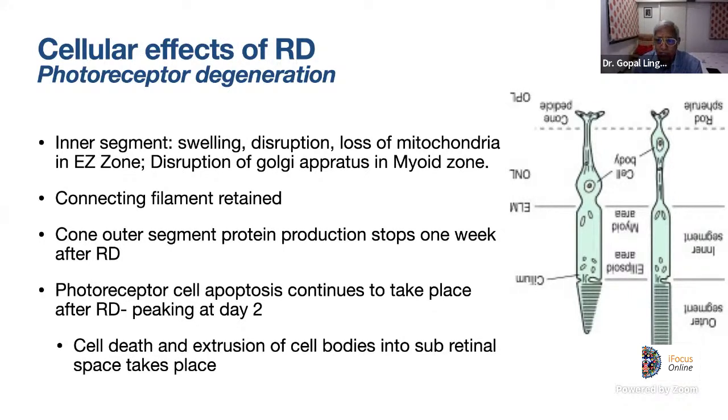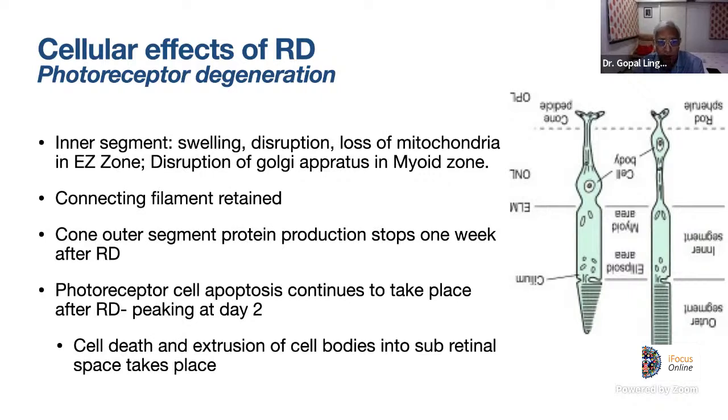So we all know that in the anatomy of the photoreceptors, the outer segment is what has the discs, while the inner segment contains the mitochondria in the ellipsoid zone and the Golgi bodies in the myoid zone. The inner segment undergoes swelling and disruption with the loss of the mitochondria, and hence the ellipsoid zone tends to get lost. But the connecting filament is retained.